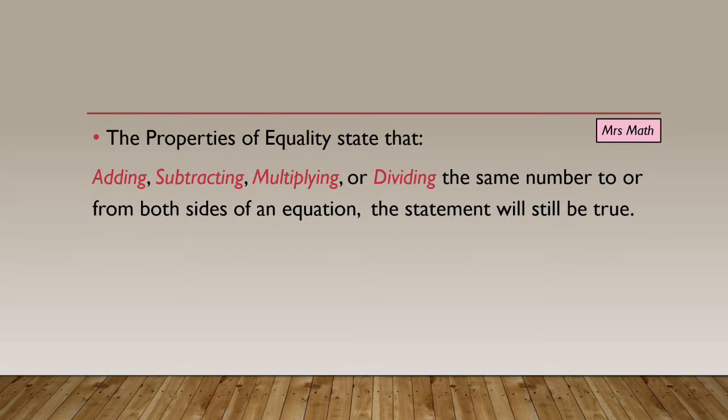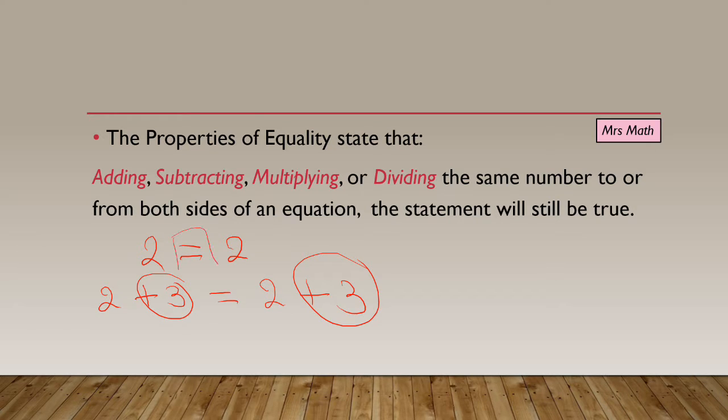The properties of equality state that if you add, subtract, multiply, or divide the same number to or from both sides of an equation, the statement will still be true. For example, if I have 2 equals 2, and I add 3 on the left hand side, I have to add 3 also on the right hand side. So the equal sign does not change, and the equation remains as it is.